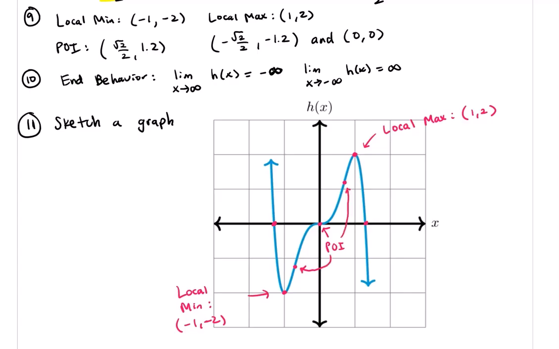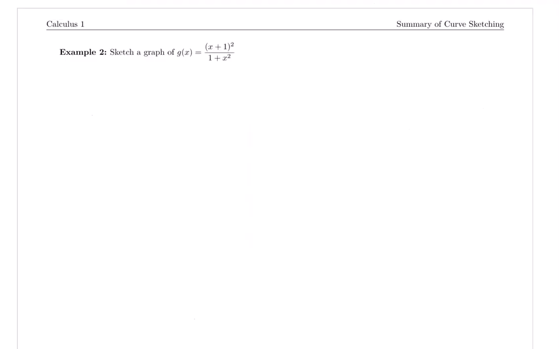All right, let's move on to the next example. Example 2 says sketch a graph of g of x equals this rational function. So essentially we want to do everything that we did in the previous example, replicate all of those steps from our guidelines, and then sketch a graph. So step 1, we want to talk about the domain.